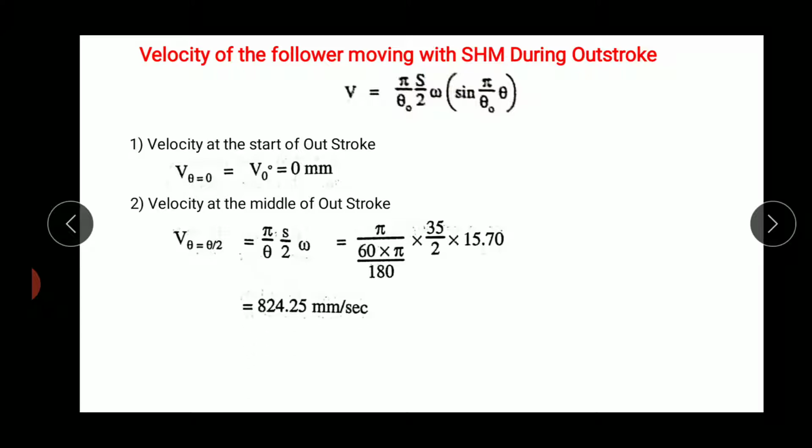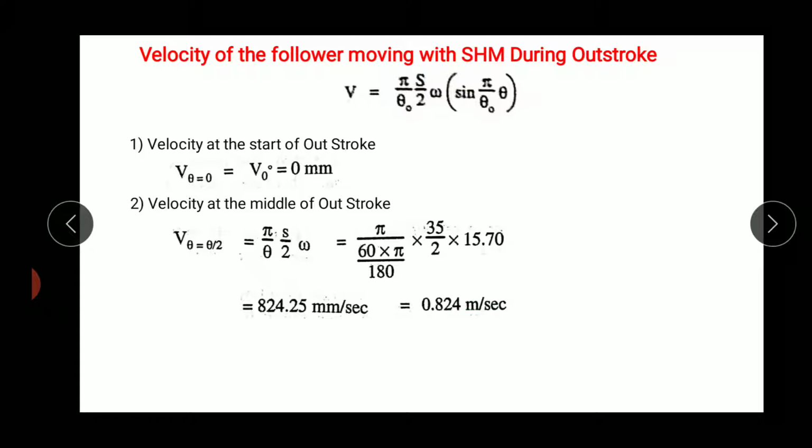So velocity will come as 824.25 mm per second. Let's calculate it in meter per second. So it will be 0.824 meters per second. Now at the end of out stroke, so this is the middle of out stroke. Now next, the third position is at the end of out stroke.